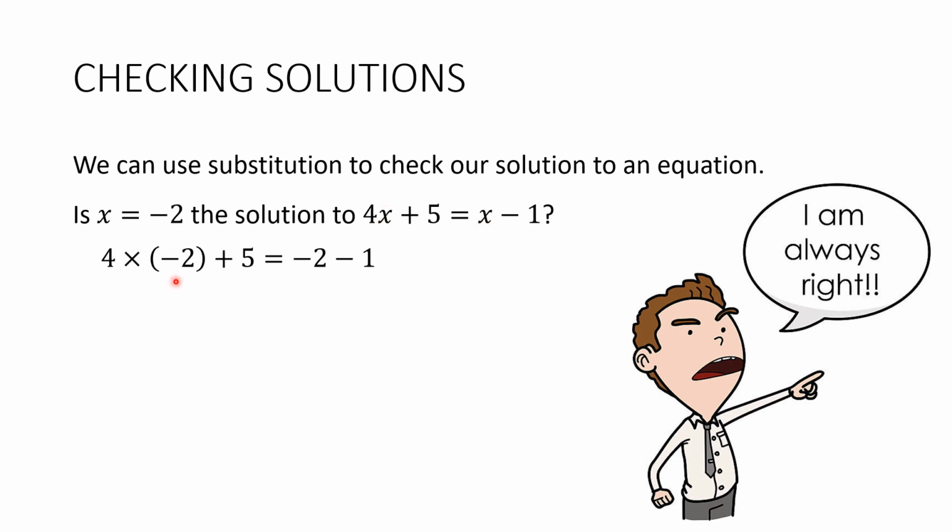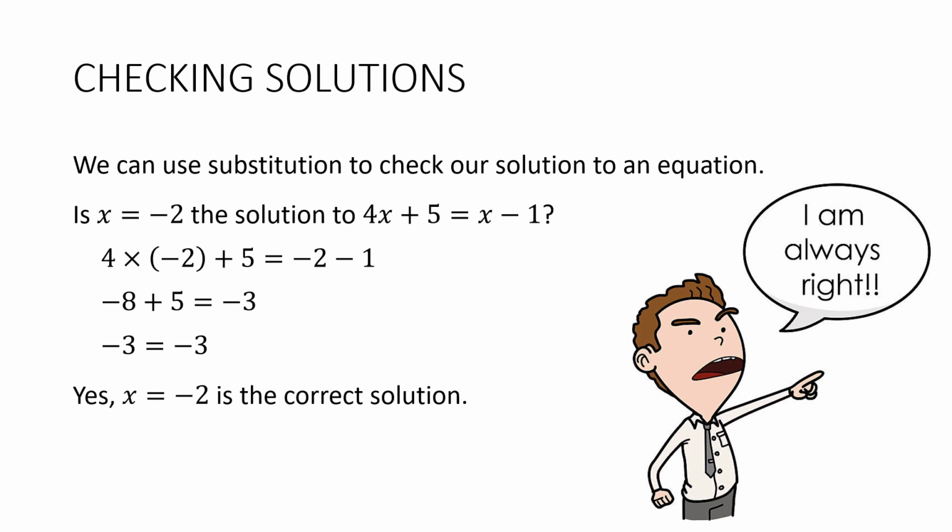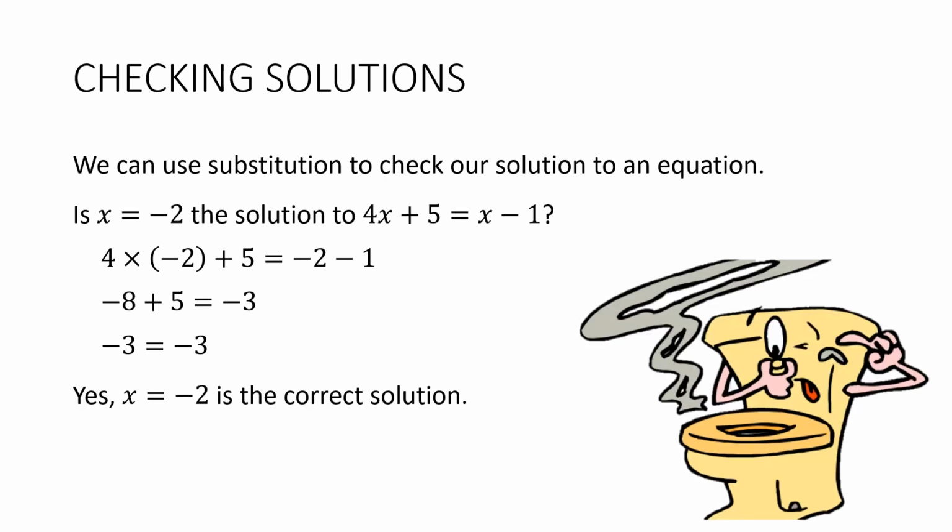4 times negative 2 is negative 8. Negative 2 take away 1 is negative 3. And then negative 8 plus 5 is negative 3. And so because the left-hand side and the right-hand side are equal, then x equals minus 2 is the correct solution. But this is rather on the nose, this method.